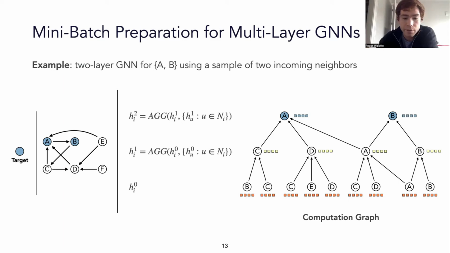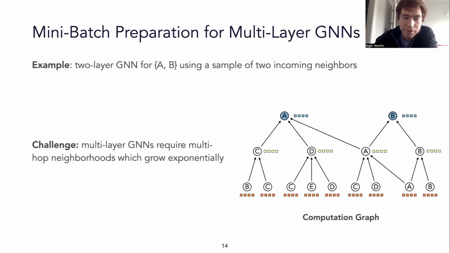Now, the key thing to notice here is that this 2-layer GNN required sampling a 2-hop neighborhood for the nodes in our batch. And this is true in general. K-layer GNNs require sampling K-hop neighborhoods from the graph. And as we've previously alluded to, this is really the key challenge for mixed CPU GPU mini-batch GNN training. In order to prepare these mini-batches, we need to sample multi-hop neighborhoods, and these grow exponentially in size in the number of GNN layers.